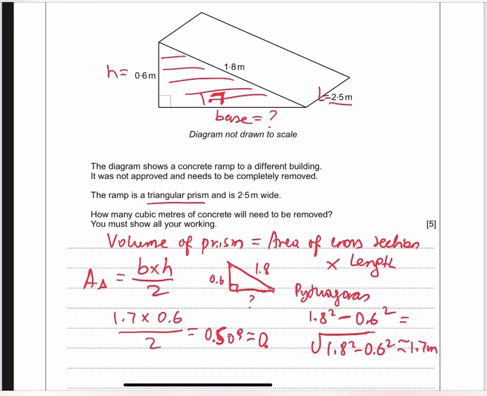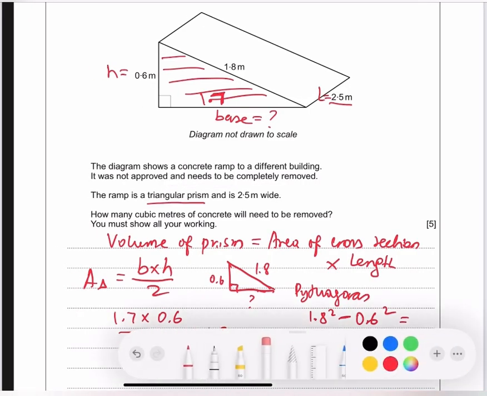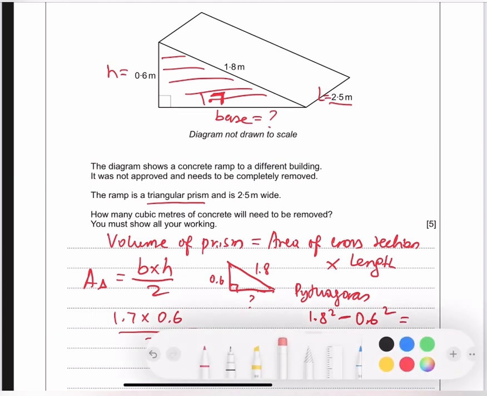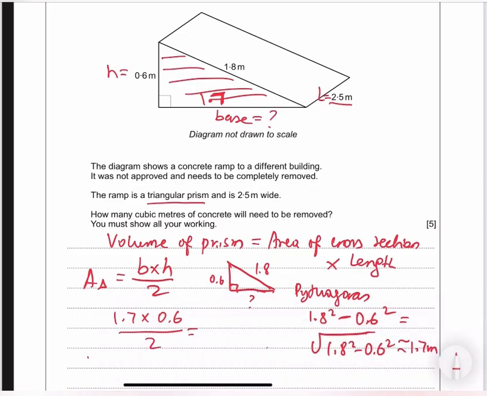You get 0 point, a long number. You don't have to round it yet, whatever number is on the calculator, just keep that number and multiply it by the length to find the volume of the prism. So this is the area of the triangle, keep that number on the calculator and then times it by 2.5, which is the length, and that will give you the volume of the prism.